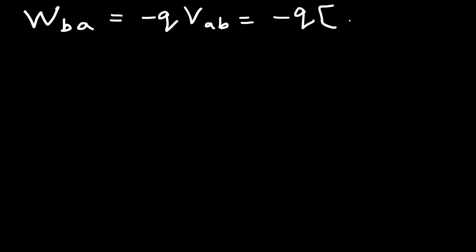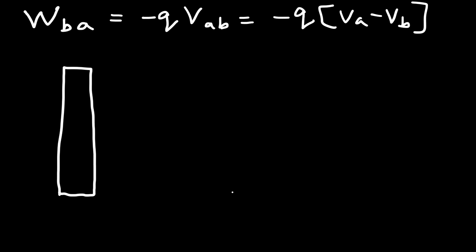Now, this leads us to an important equation. The work done from moving a charge, let's say from B to A, is equal to negative Q times the electric potential difference between points A and B. So you could say it's equal to negative Q times VA minus VB. So let's say we have two charged plates again.